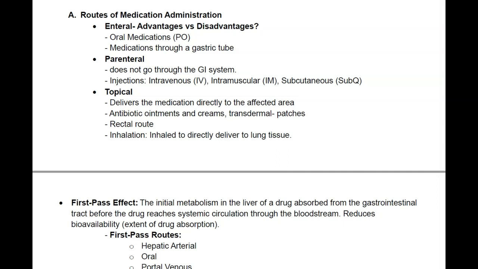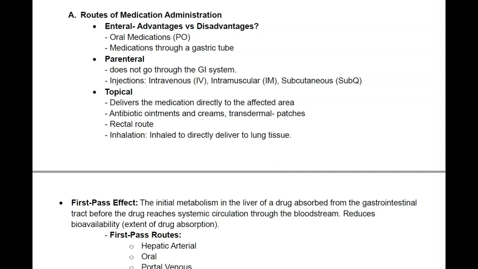Another route is topical. So topical is really when the medication is delivered directly to the affected area. So that's the area where we want it to work. And so examples of topical are the topical antibiotics, so antibiotic ointments, creams. You have the patches, so that's topical.